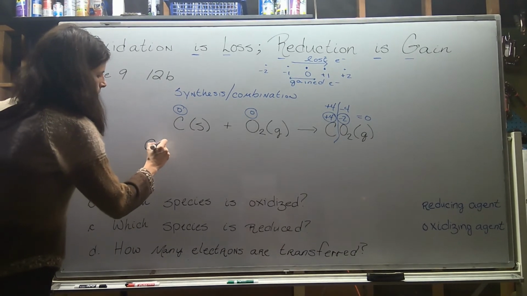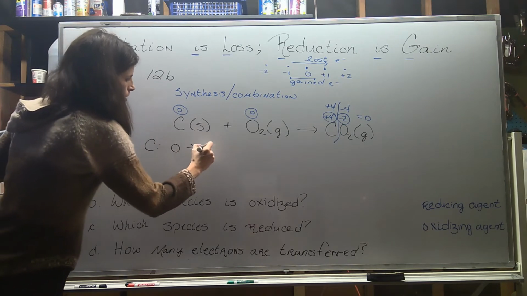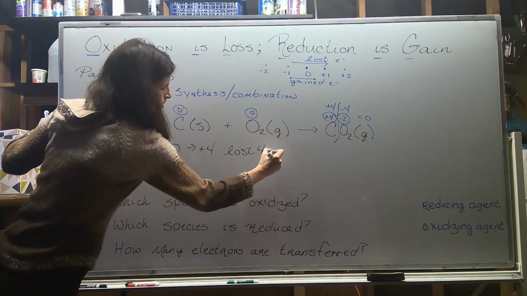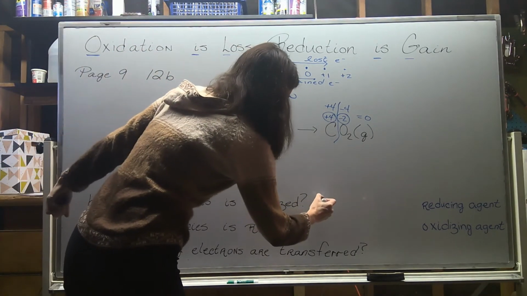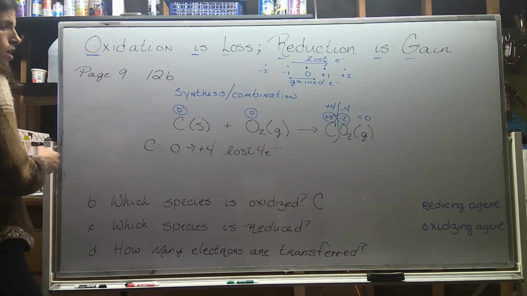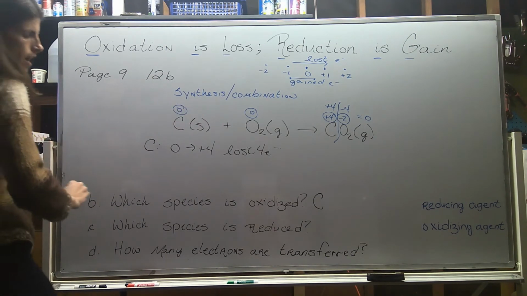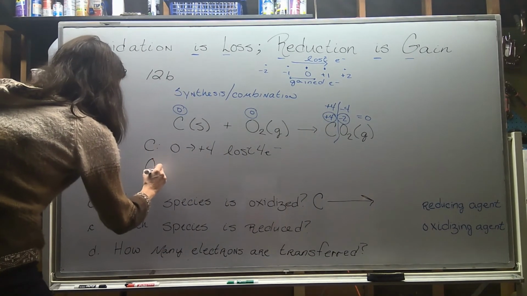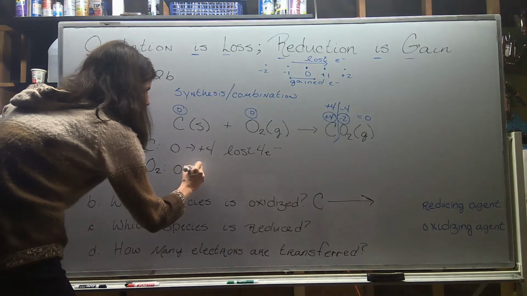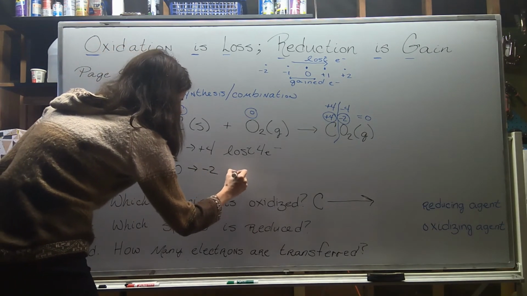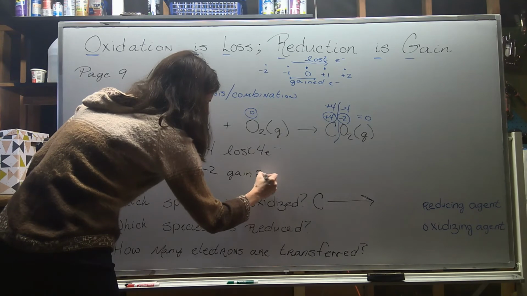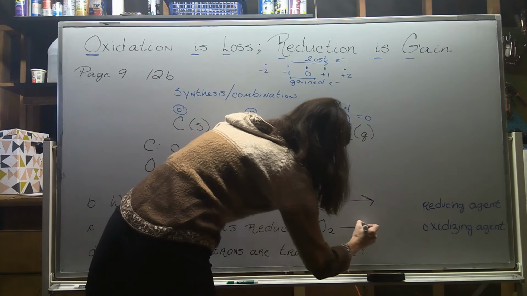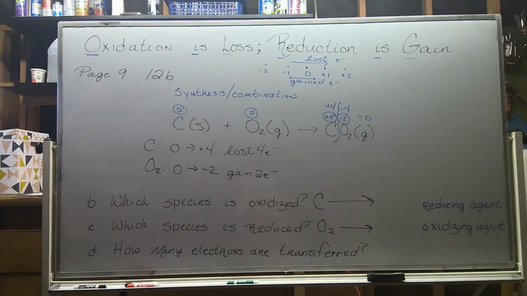Carbon went from 0 to +4. That means it lost 4 electrons. Oxidation is lost. So I'll put carbon as my species that was oxidized and as my reducing agent. Oxygen went from 0 to -2. It gained 2 electrons. Reduction is gained, making oxygen gas my oxidizing agent.